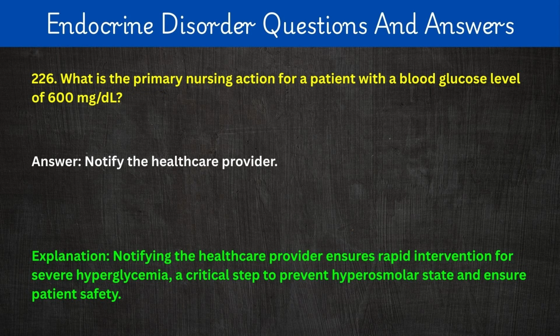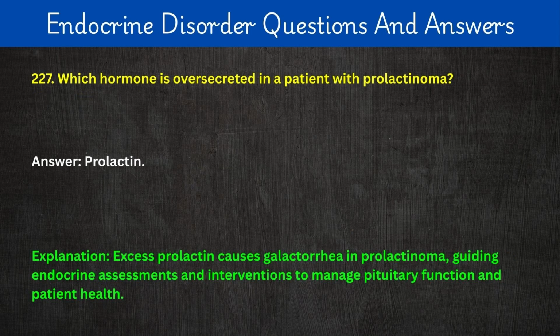What is the primary nursing action for a patient with a blood glucose level of 600 milligrams per deciliter? Answer: notify the healthcare provider. Explanation: notifying the healthcare provider ensures rapid intervention for severe hyperglycemia, a critical step to prevent hyperosmolar state and ensure patient safety. 227. Which hormone is oversecreted in a patient with prolactinoma?